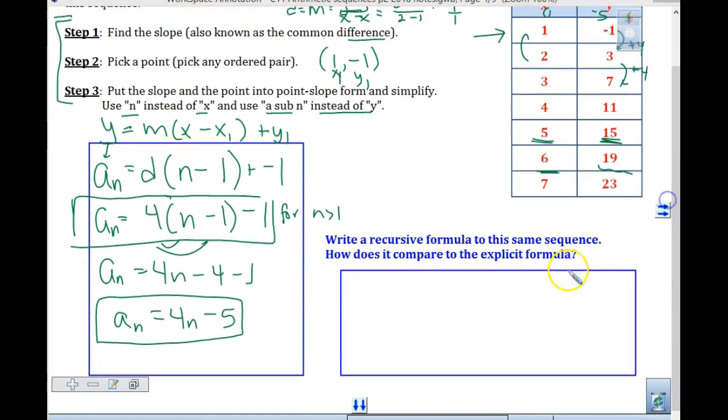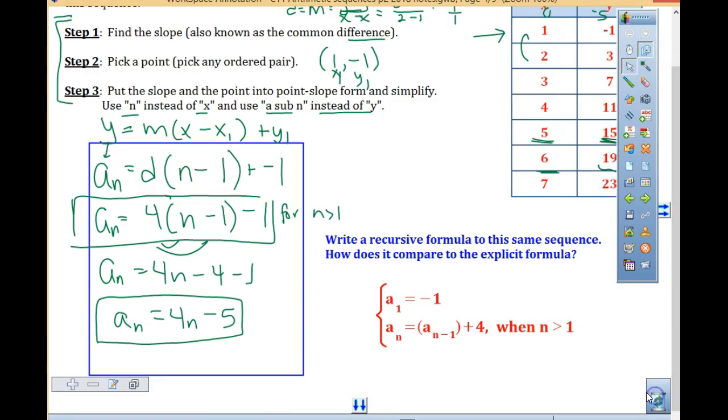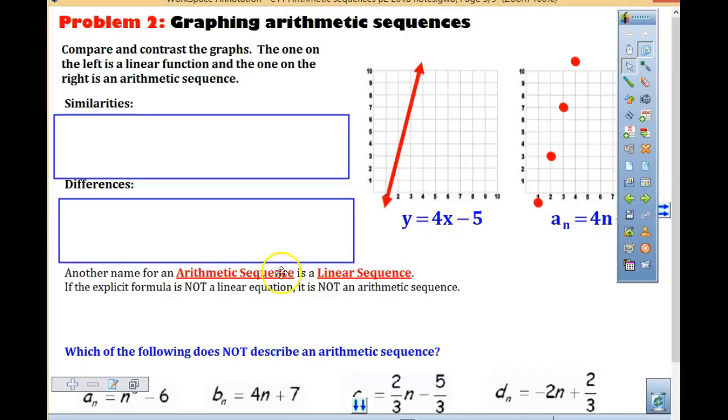So going back to what we did yesterday, thinking about our first term, and now we want to look at our common difference. a sub 1 is equal to negative 1, a sub n minus 1, and we are adding 4. So our common difference here is by itself. Here in the explicit formula, it's with the variable. If you need to, pause it as you're going on.